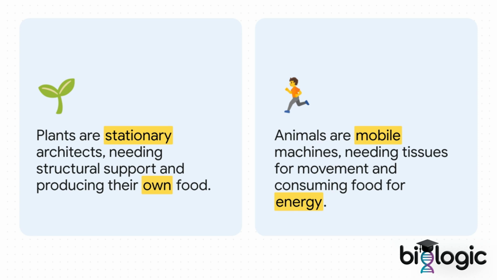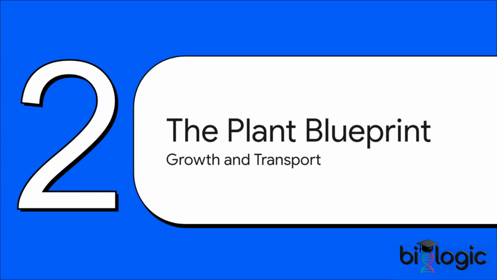You see, plants are stationary. They're all about structural support, standing tall against gravity, and making their own food. Animals, on the other hand, we're mobile. We need to move around to find food. So our tissues need to be built for movement and quick reactions. Different lives, different building materials. So, let's start our tour with the plant kingdom.